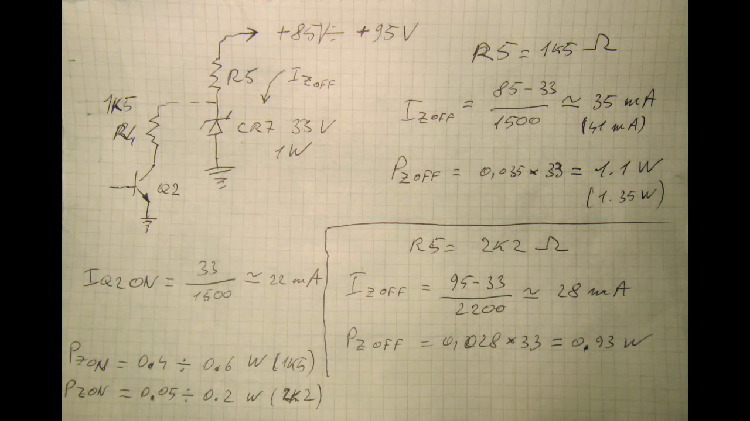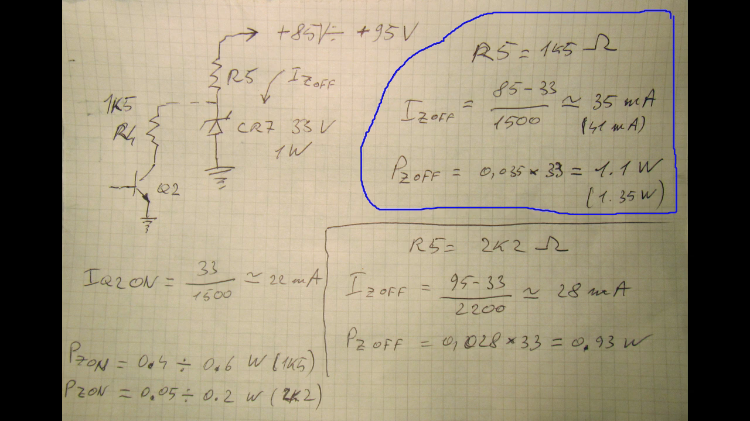First, let's calculate the current that flows when Q2 is in the off state. This happens whenever the beam current is cut off and the black dot is scanned, or also when the beam is in the horizontal retrace periods or in the vertical retrace periods. Using Ohm's law, we find a current of 35 mA through CR7 in the best case, which is when the 85 volt rail is right at 85 volts, and 41 mA when this supply is actually 95 volts, as indicated on some schematics. These currents correspond to 1.1 watts of power on the zener in the best case, up to 1.35 watts in the worst case.